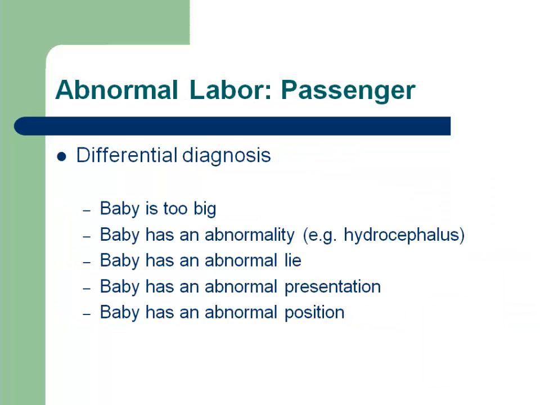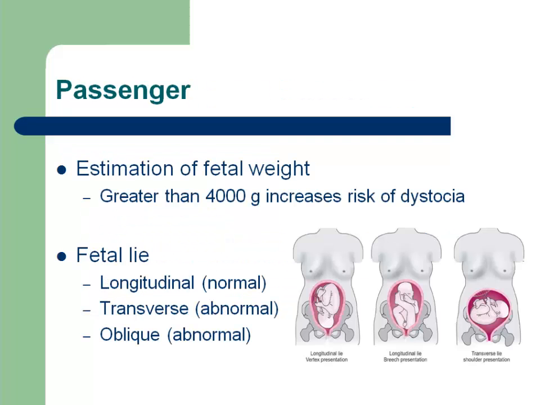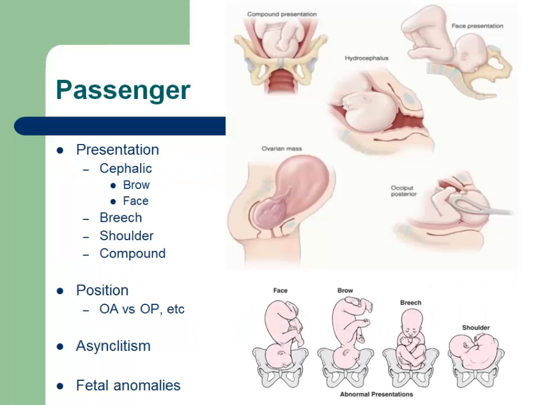If dystocia occurs in the presence of adequately strong contractions, the next consideration is the passenger, or the fetus. Several possible abnormalities could be present and are listed here. Fetuses that are estimated to weigh more than 4,000 grams, or almost 9 pounds, are more likely to cause dystocia because of their size. If the fetus is lying in the wrong direction, this can also cause dystocia. Even if the fetus has a correct vertical lie, an abnormal presentation is another problem that can occur. Remember that the presentation refers to the part of the fetus that is lowest in the pelvis. The wrong part of the fetus may be presenting, such as the breech or a shoulder.